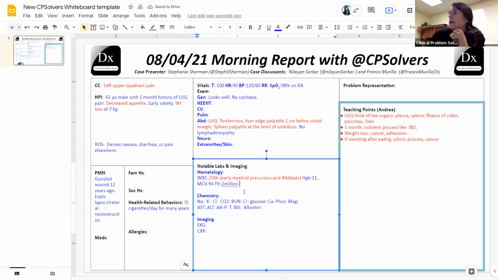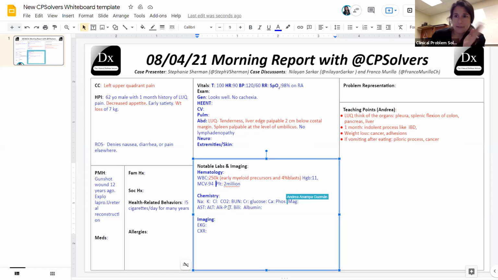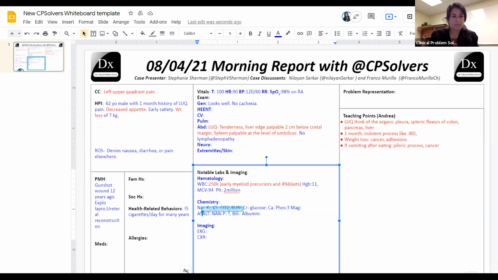I'll mention that his chem panel, his chem 7, was completely normal. His uric acid was 5. His phosphorus was normal at 3. And his liver biochemical panel was normal. So the rest of the chemistry is all normal. Okay, and let me stop there. Thanks, Steph.